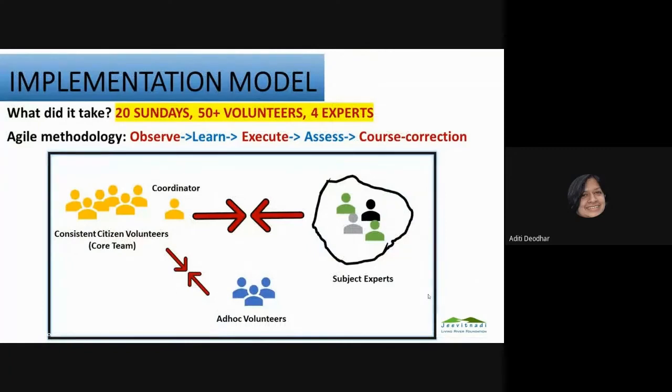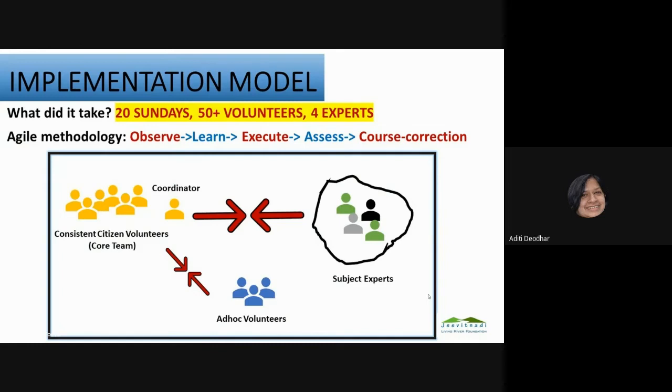And to think about it, what did it take? Just 20 Sundays, 50 plus volunteers, and 4 experts. So, as you can see, there is some core team, that is the consistent volunteers. Then there are some ad hoc volunteers, because many youngsters join this wetland development. Whenever we shared these photos on social media, it attracted many people, and then youngsters brought more of their friends with them. And because there was some action, there was some instant gratification through this exercise.